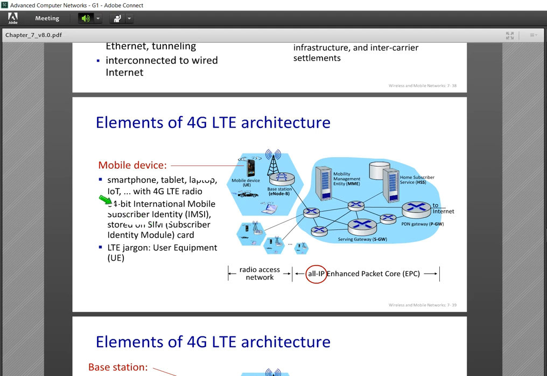In 4G technology, this module has some changes when we compared it with 2G or 3G technology. But at the same time, we have a 64-bit international mobile subscriber identity, or IMSI. When I'm connecting to the internet, the IMSI of my cell phone should be registered in the telecommunication company.